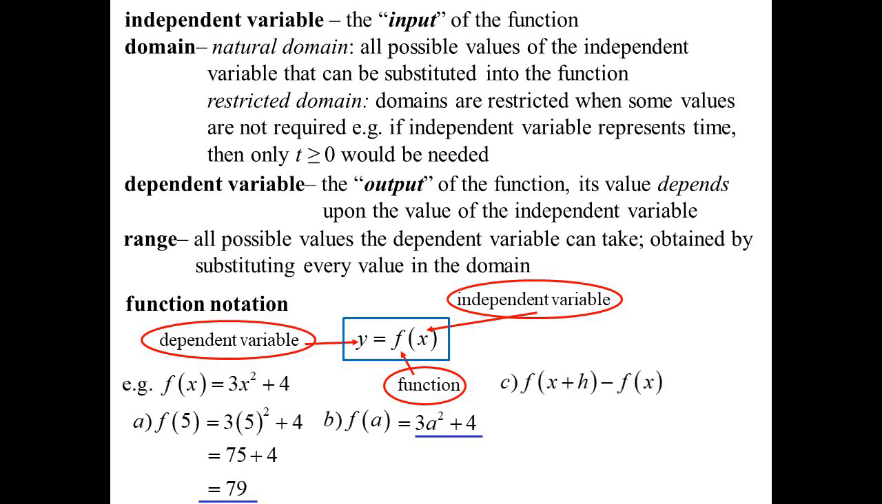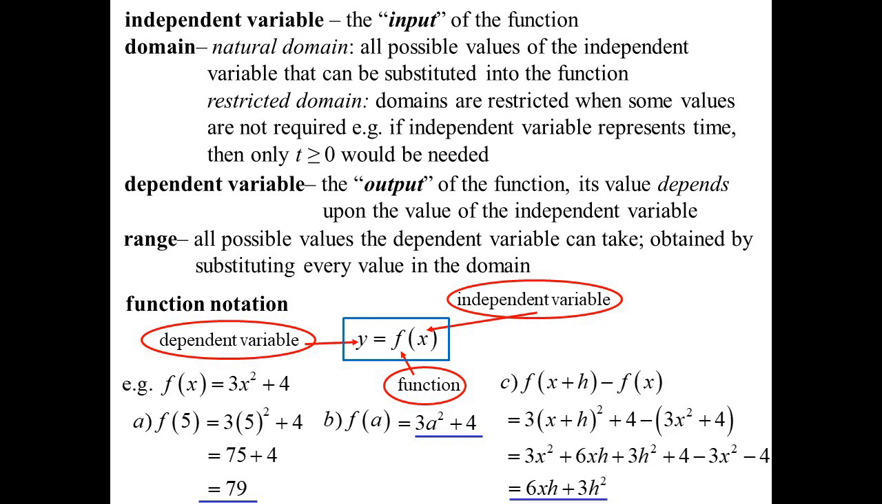It doesn't have to be a single thing. So you see here I've got f(x+h) minus f(x). So first of all, everywhere I see an x, I'll put in x plus h, and then I'll subtract the actual function itself. Oh, there's some tidying up we can do there. Expand the whole thing out, pull it together, there we go. I end up with 6xh plus 3h squared.